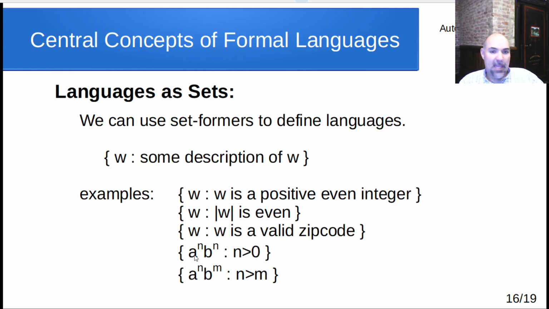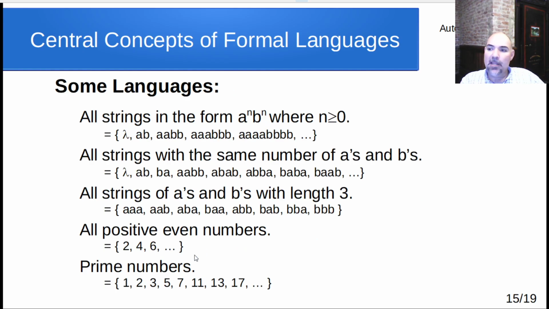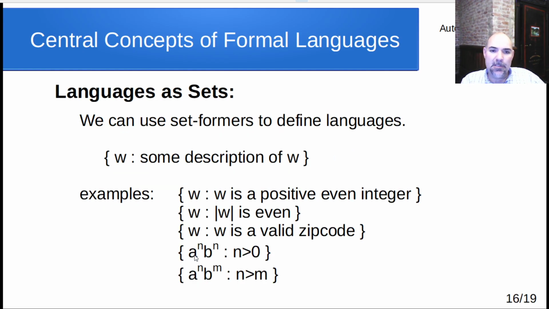Okay, since languages are really just sets, that means we can use those set formers that we saw previously to define them, and define them in a more specific way than these kind of English language-like descriptions that we used over here. So the set former basically works like it did with other sets. You say something like W, such that, and then some description that defines what W is. And we put that in curly braces.